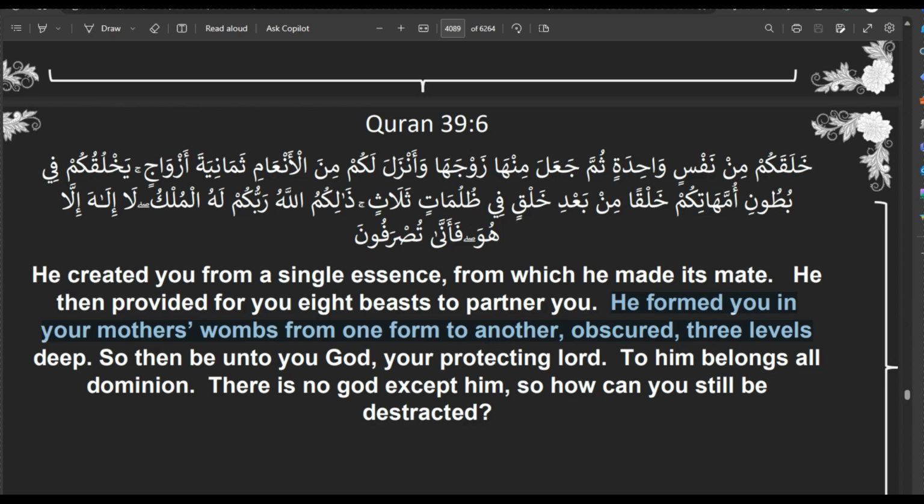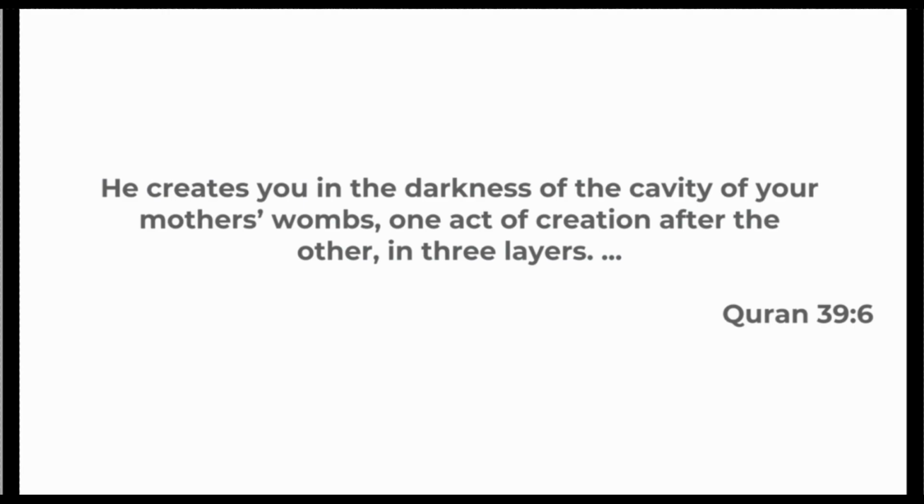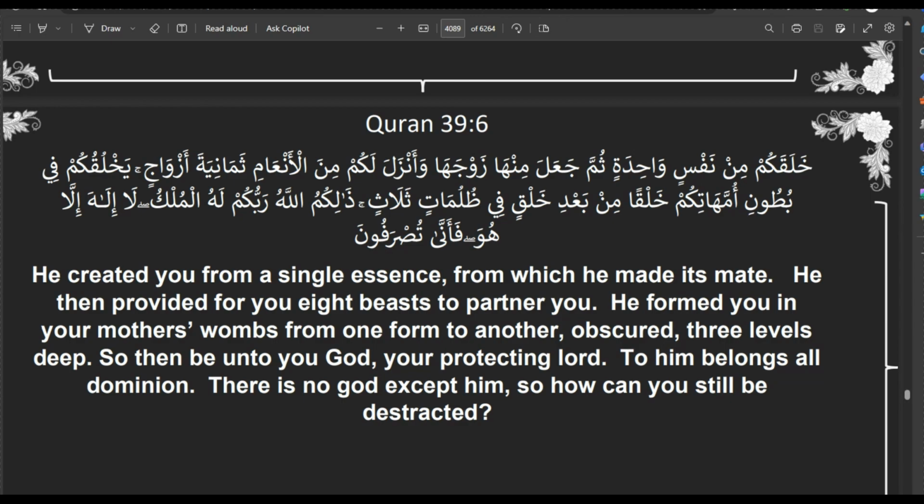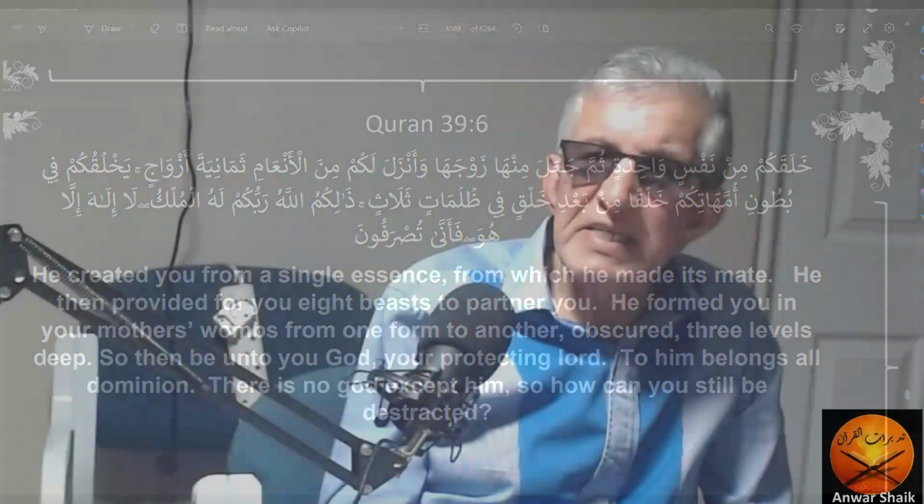Okay. Now the translation that you're offering is as follows. Look at my translation. He creates you in the darkness of the cavities of your mother's womb, one act of creation after the other in 3 layers. Now, look at the accurate description of the womb here. It is an organ which is a chamber, it's got a cavity, right? In the cavities, it says the cavity. And the womb is pitch dark. Right? So the Qur'an gives you a good description of the womb there. Now, what does the 3 layers mean? All right. What does it mean by 3 layers?